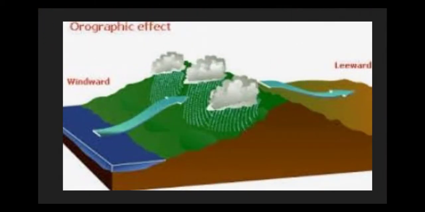After getting rain on the windward side, when these winds reach the other slope, they descend and the temperature increases. Then their ability to take in moisture increases and hence the leeward slopes remain dry and rainless. The region situated on the leeward side is known as the rain shadow region.